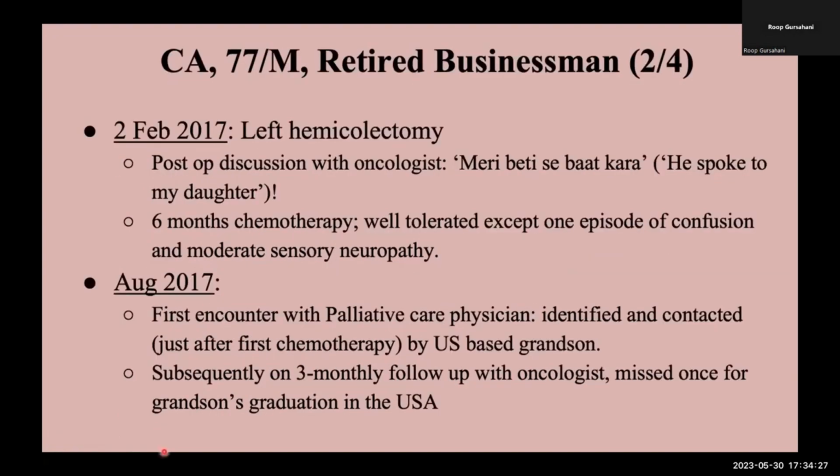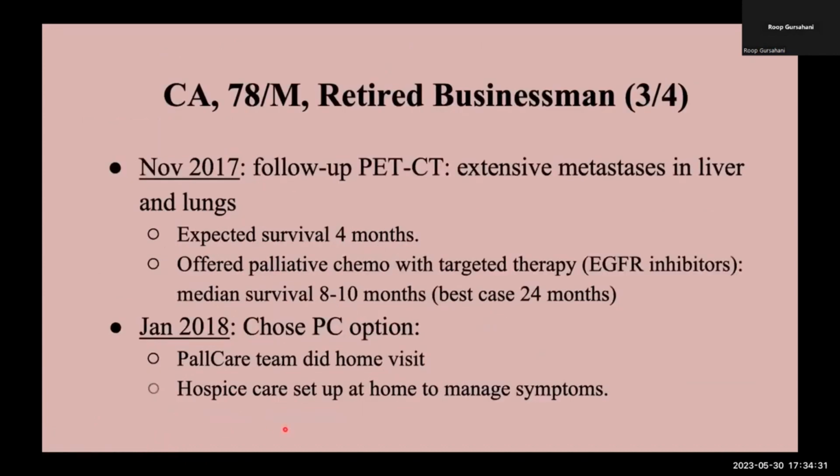Unfortunately, the follow-up PET CT got bad news. There were extensive metastases in the liver and lungs, and the expected survival, he was still active at that time, was over 4 months. I think they told him 4 to 6 months.